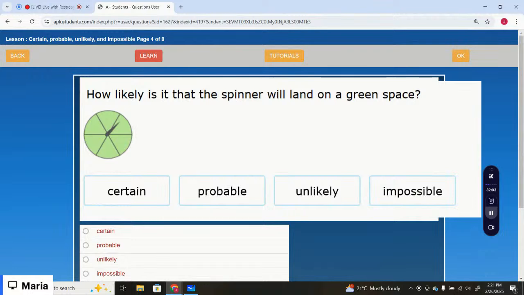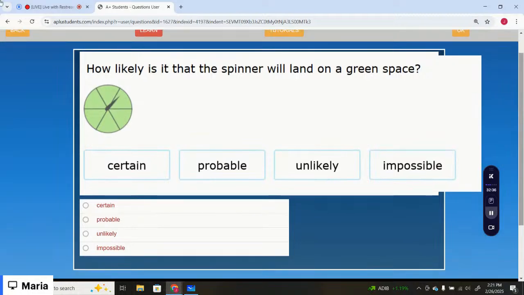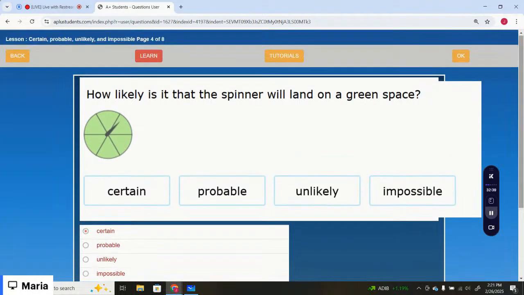How likely is it that the spinner will land on green space? Which is the correct option? Certainly it will land on green, because all of the spinner is green, so certainly it will land on green.